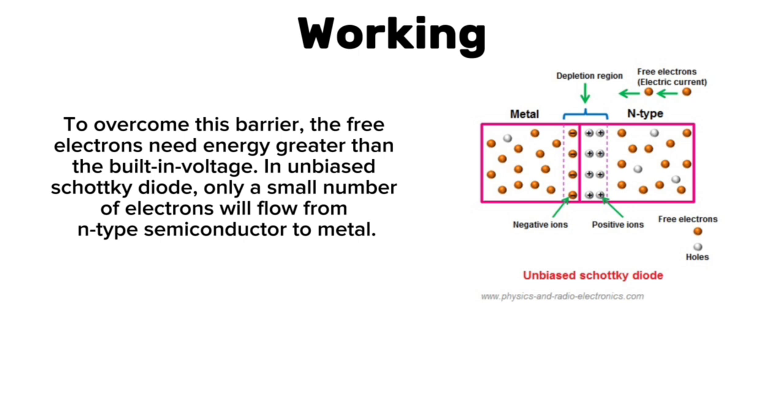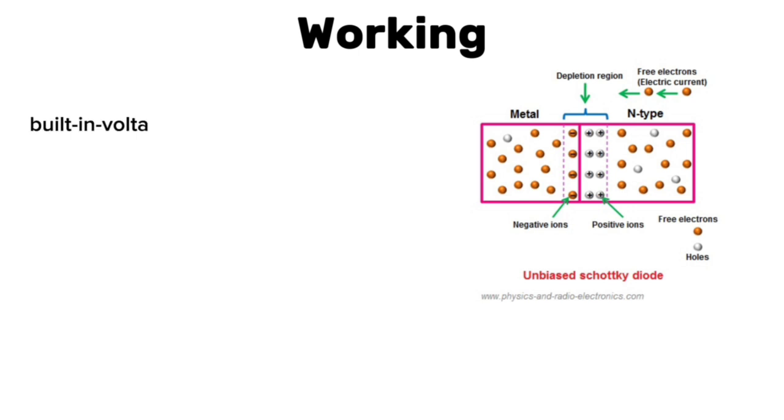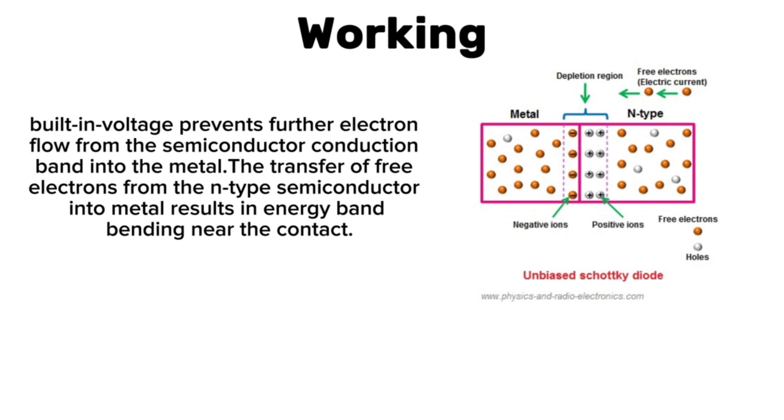In unbiased Schottky diode, only a small number of electrons will flow from N-type semiconductor to metal. Built-in voltage prevents further electron flow from the semiconductor conduction band into the metal. The transfer of free electrons from the N-type semiconductor into metal results in energy band bending near the contact.